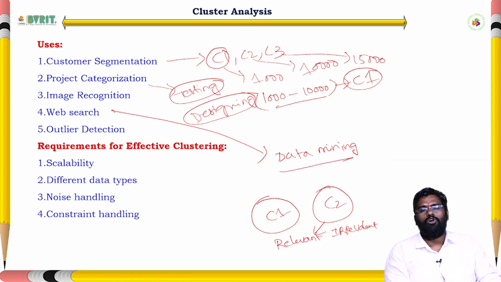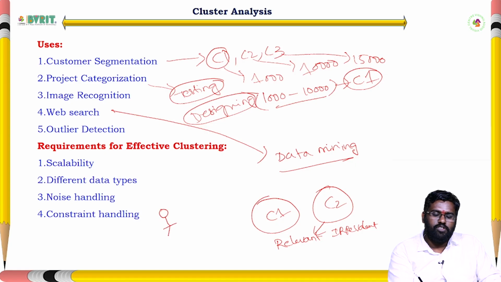That is web search. Outlier detection: let us take an example with three members. This person is purchasing 10, this person is purchasing 20, and this person is purchasing 200.